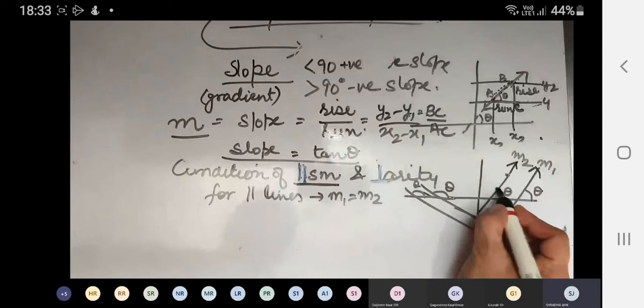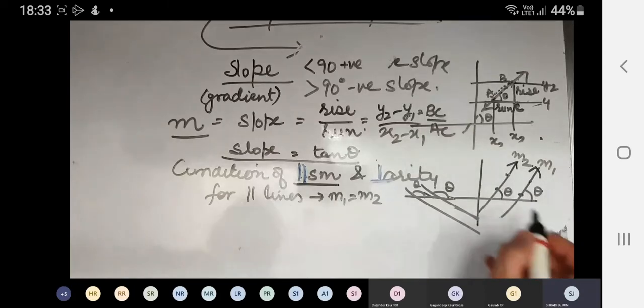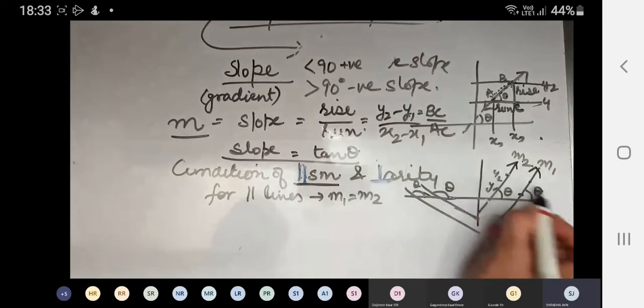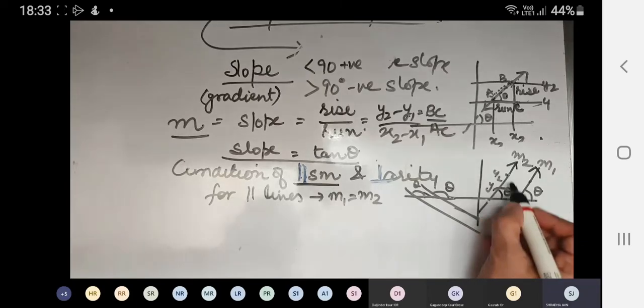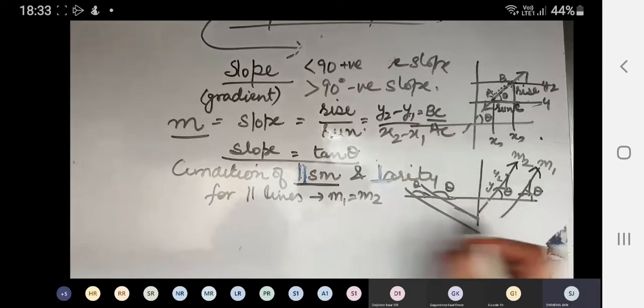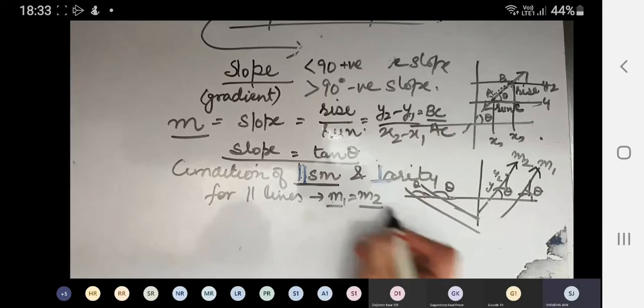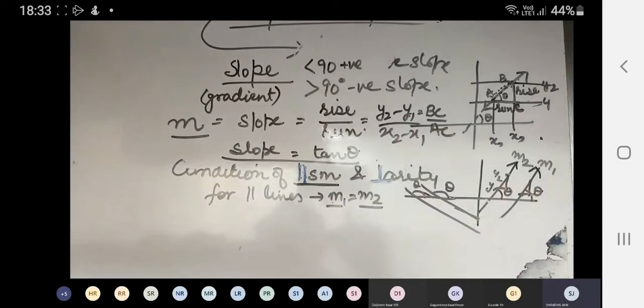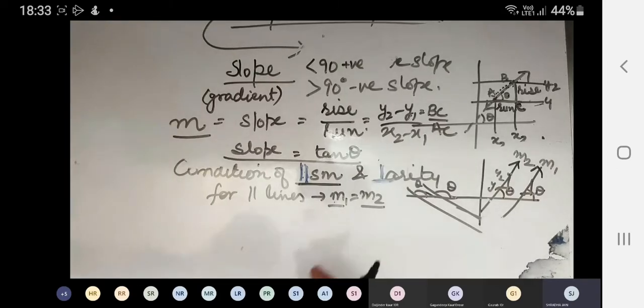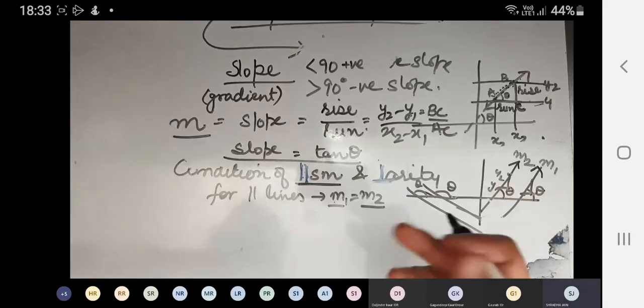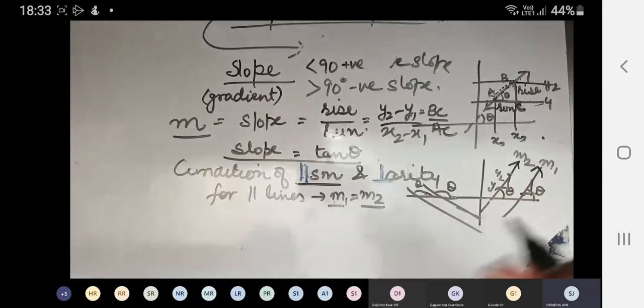Take different points on both and prove that y1 upon y2 is equal to x1 upon x2, and they will turn out to be equal. Whenever you are given that the lines are parallel, it means you are given that the slope of the first line is the same as the slope of the second line. So whenever you are asked to prove that lines are parallel, what you need to do is make their slopes equal.